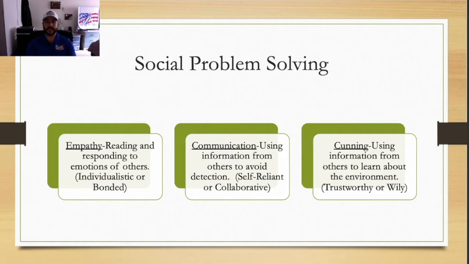Okay, the next part that we're going to go into is cunning. Is the dog using the information from others to learn about the environment? What we mean by that is, is the dog going to be trustworthy when it comes to this part of the testing, or is the dog going to be a little bit more wily and a little bit more rebellious? Those are the things that they're trying to figure out when it comes to social problem solving.